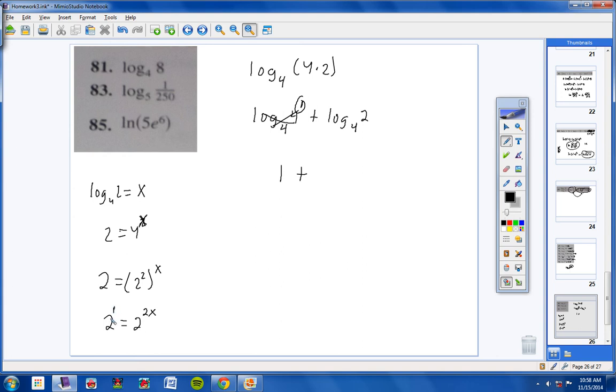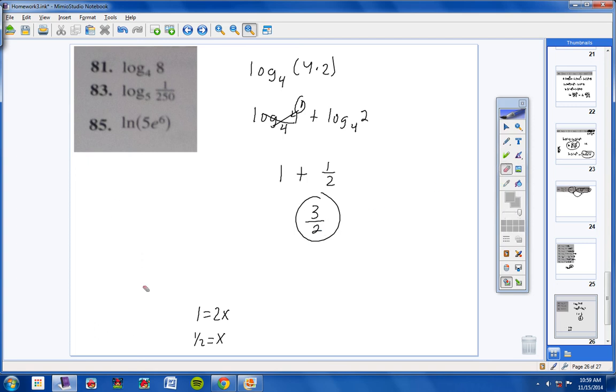With the 1 right here, cross these off and divide both sides by 2. X equals 1/2. Because 1 equals 2x, divide both sides by 2, 1/2 equals x. So this whole expression here equals 1/2. So 1 plus 1/2, 1 and 1/2, or 3 over 2, which is what the back of the book has, 3 over 2. Not too bad. I like what they're doing. It was pretty good practice for us.